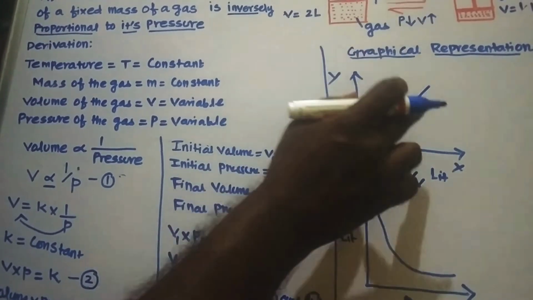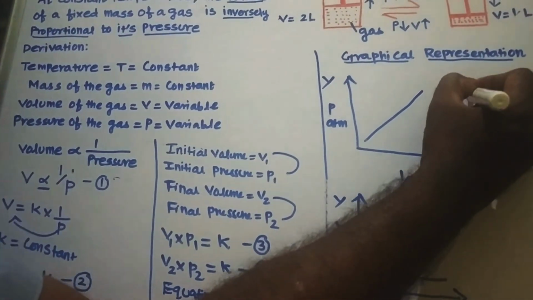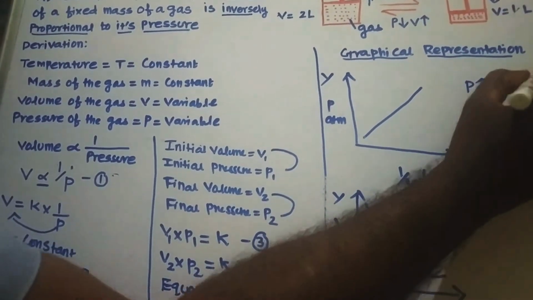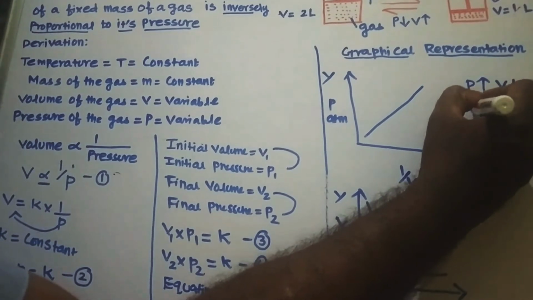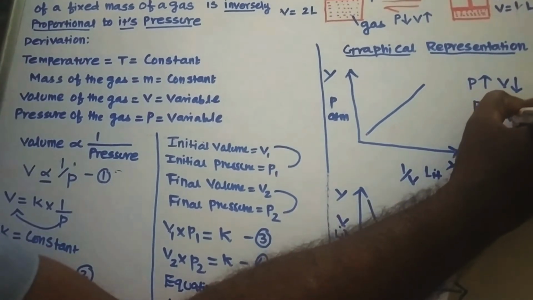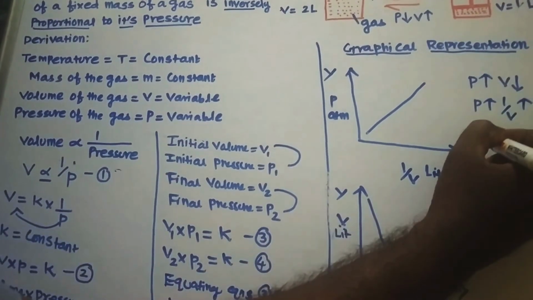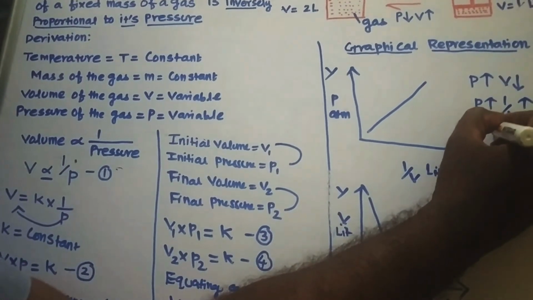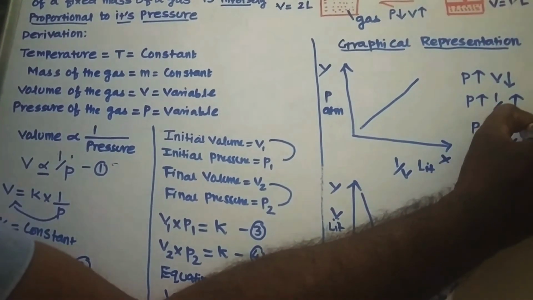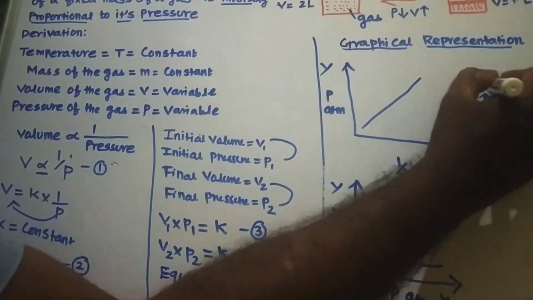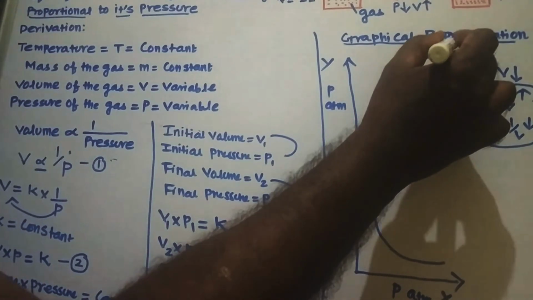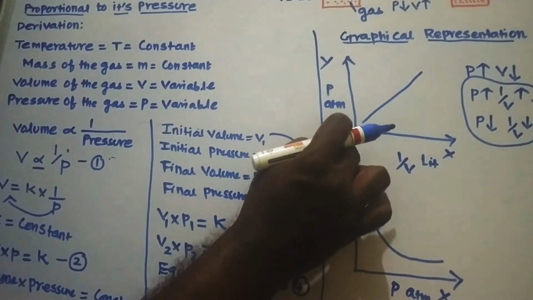Students, watch carefully. If P increases, V decreases. Then if P increases, the reciprocal of volume also increases. If P decreases, the reciprocal of volume also decreases. This is the relation in the reciprocal value. Therefore, we get a straight line that passes through the origin.